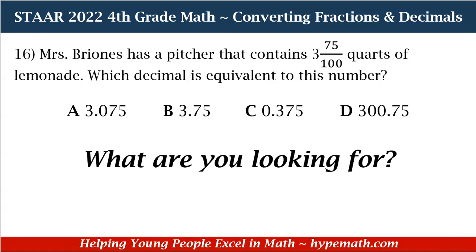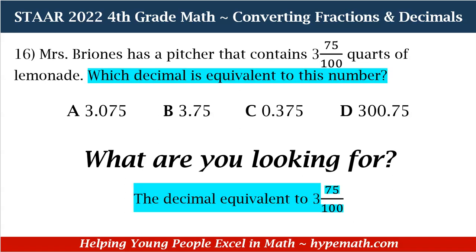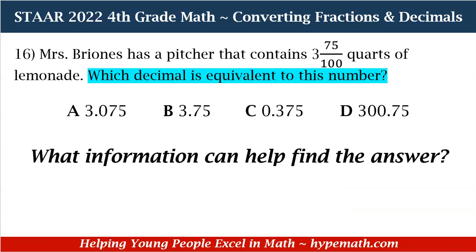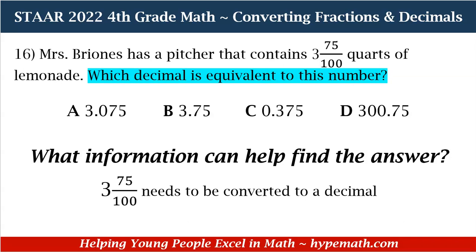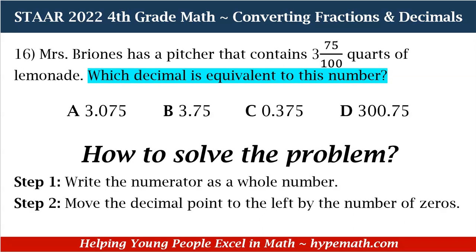What are we looking for? We are looking for the decimal equivalent to 3 75 hundredths. Now that we know that, our next question is, what information can help us find the answer? We know that we need to convert 3 75 hundredths to a decimal. So how do we solve the problem? Again, following the steps we talked about in the beginning.